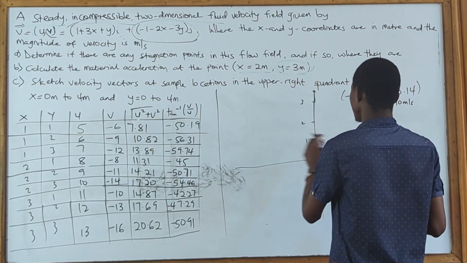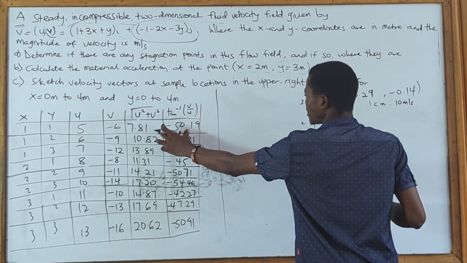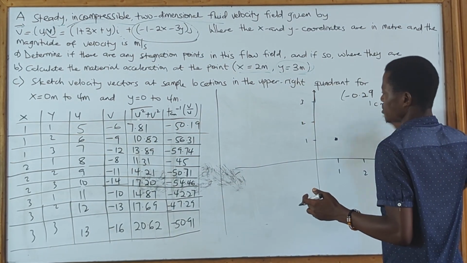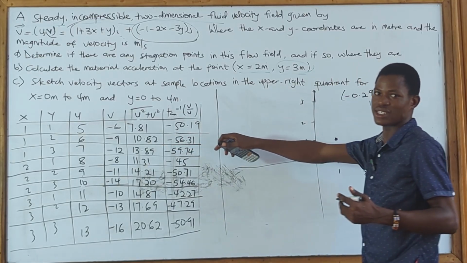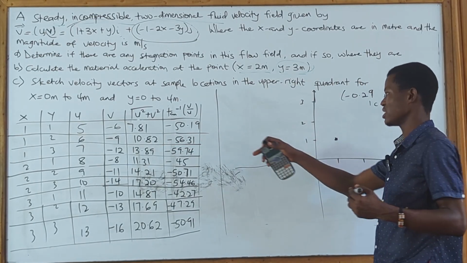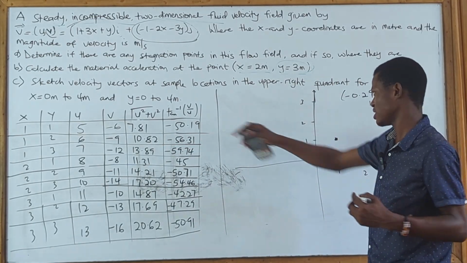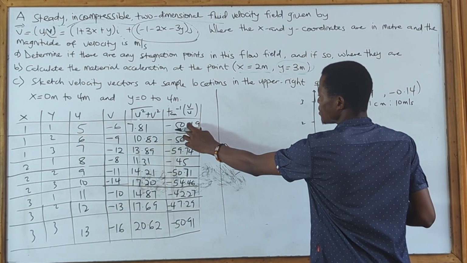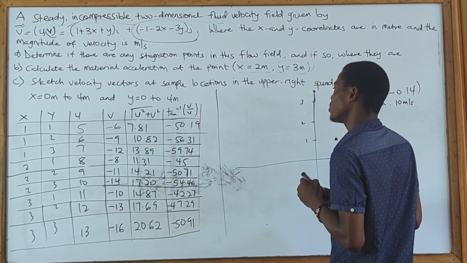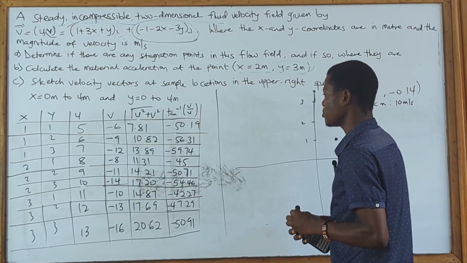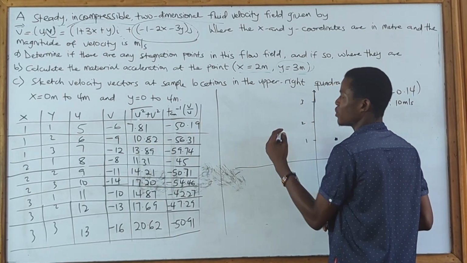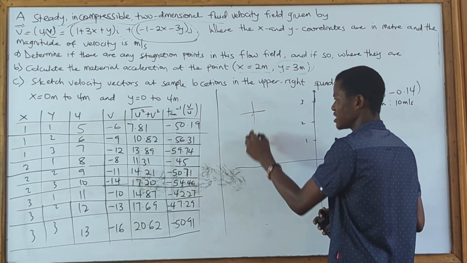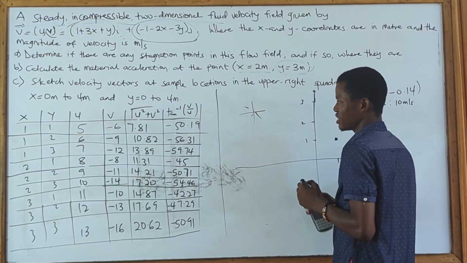So we start with 1 and the magnitude is 7.8. So if 1 centimeter is to 10 meters, it means you are going to draw 0.7 centimeters. That's 7 millimeters, or almost 8 millimeters. So with direction, they said negative 50.19. So for the negative 50.19, how will you know that it's in this direction, or this direction, or this direction?